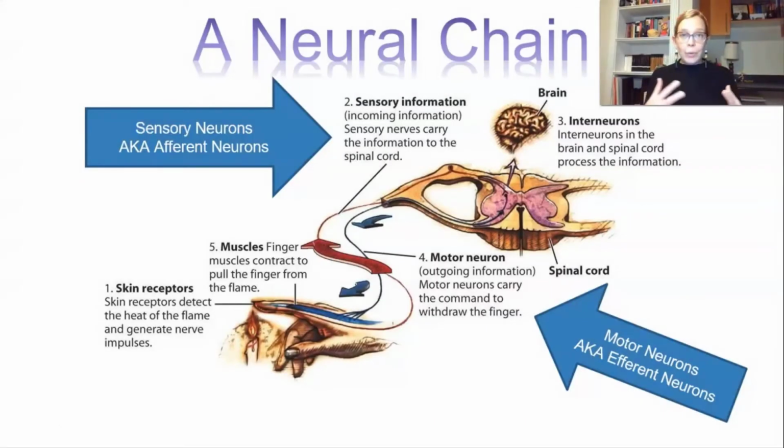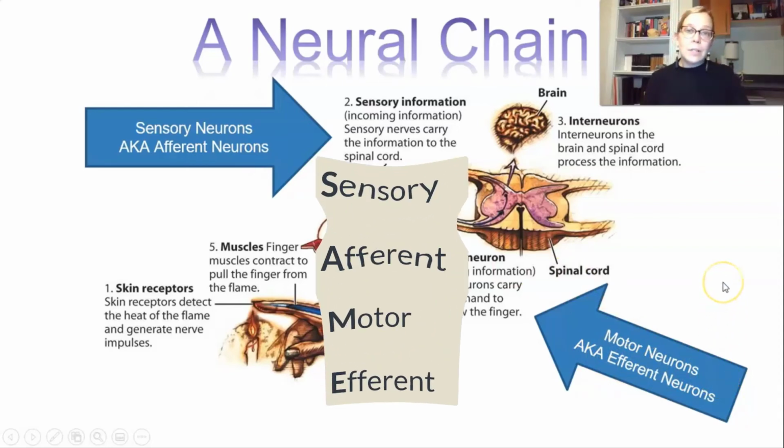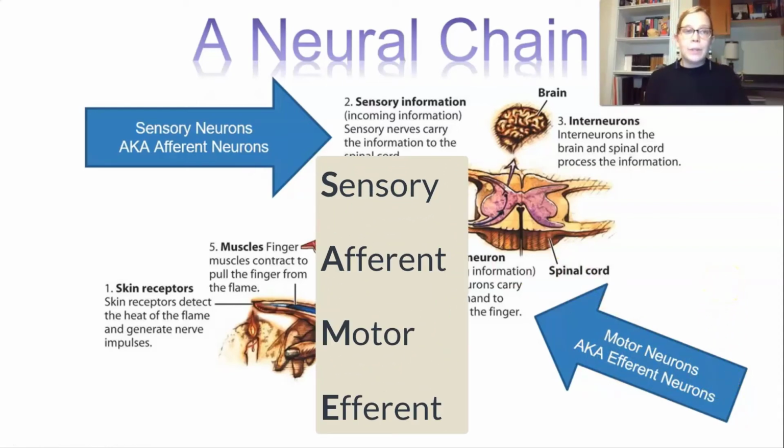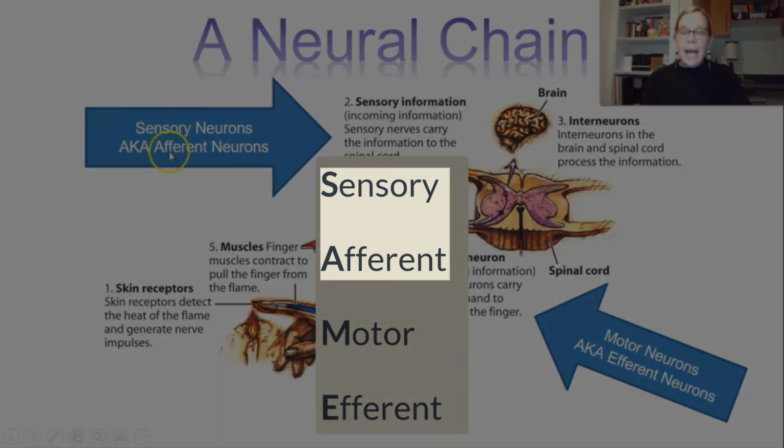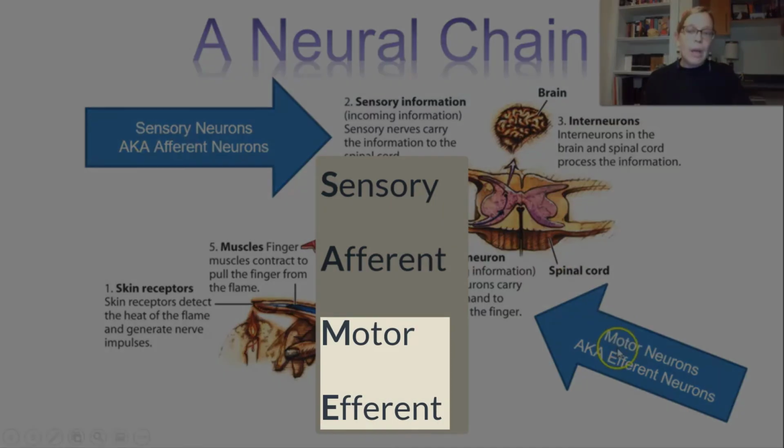And one thing I want to point out here as far as terminology is that you might hear sensory neurons called afferent neurons, and you might hear your motor neurons called efferent neurons. So there's an easy acronym for this, and it's called SAME, S-A-M-E. So think sensory afferent, motor efferent.